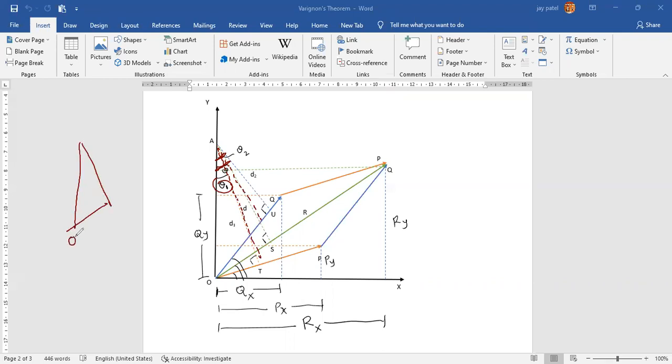Suppose this is your point O. I am drawing for P force. This is your P force. This is your T point, and this is your A point. And this angle we already have as θ1. This distance we already have as d1. I hope it is clear to all of you.